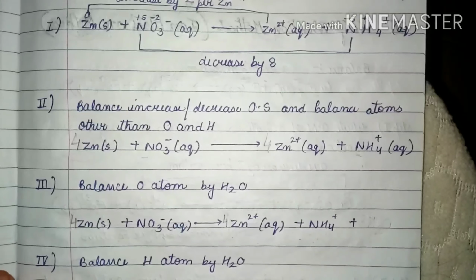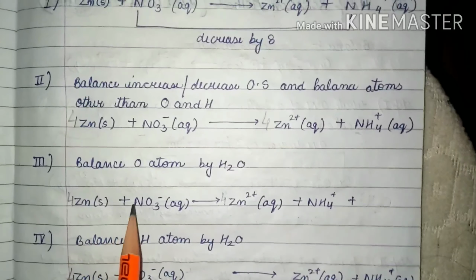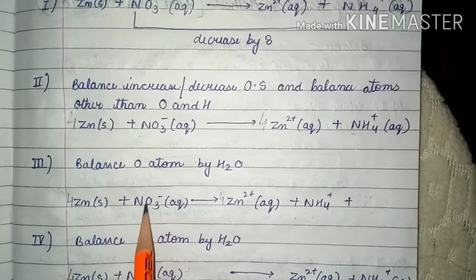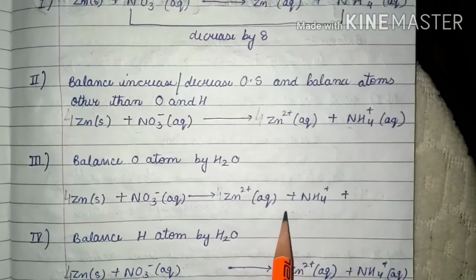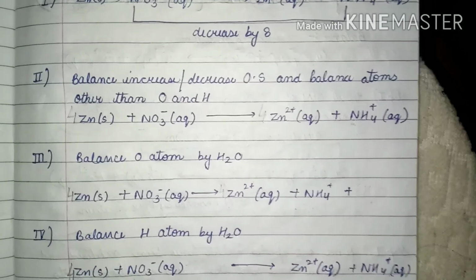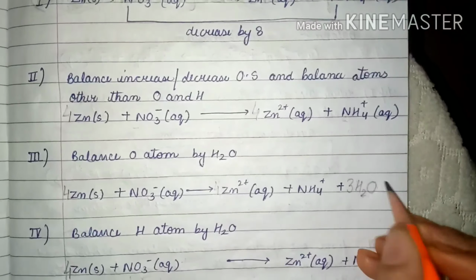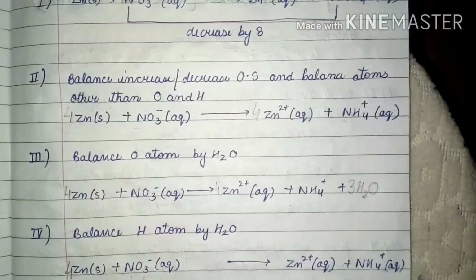Now in the third step we have to balance the oxygen by putting H2O molecules. Here you can see that on the reactant side we have 3 oxygen atoms, but on the product side we don't have any oxygen atoms. So how many water molecules will we add? 3 H2O. Now you can see that 3 oxygen and 3 oxygen.